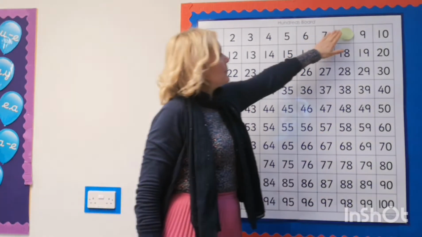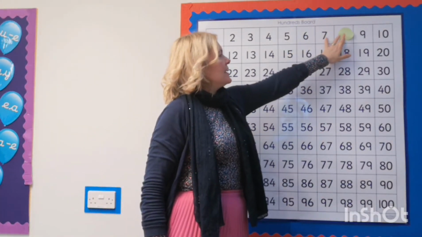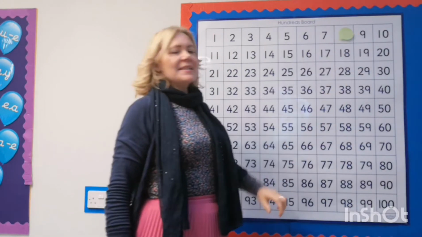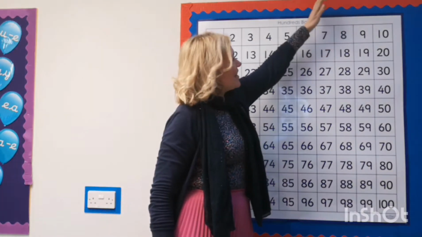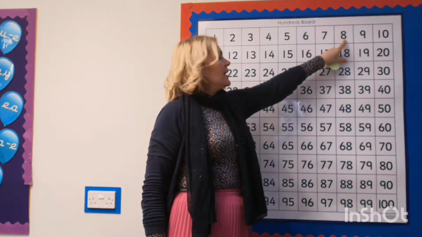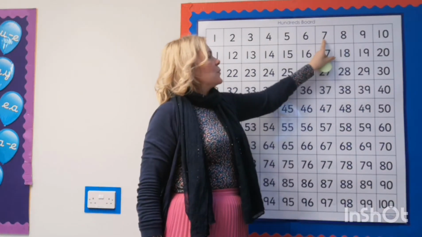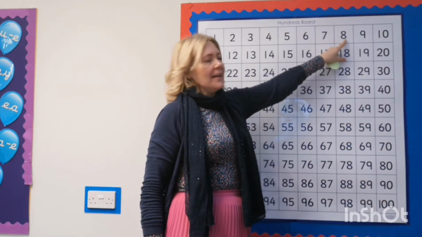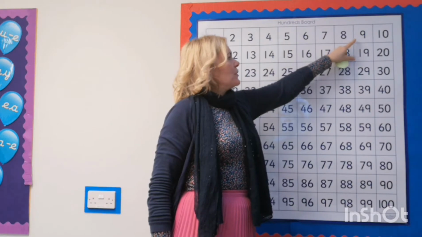So underneath my post-it note, what is missing? Look at this. What is missing? It is number 8. There it is, number 8 was missing. And you could have said something like, I know it's 8 because 8 is 1 more than 7, okay? Or you could have said, I know it's 8 because 8 is 1 less than 9, okay?